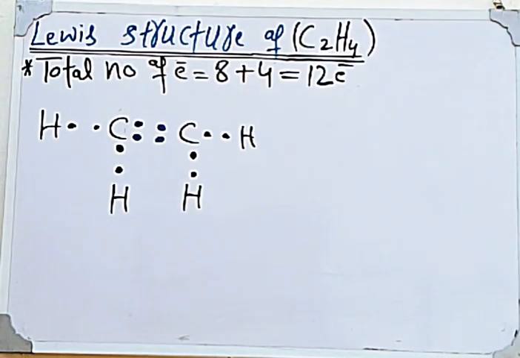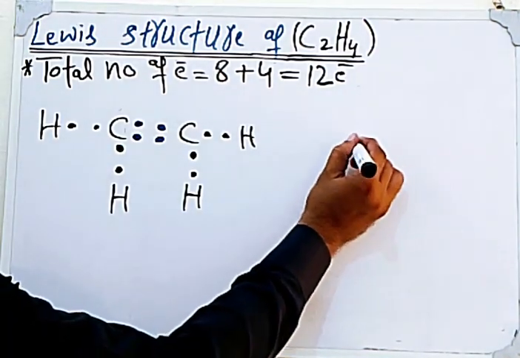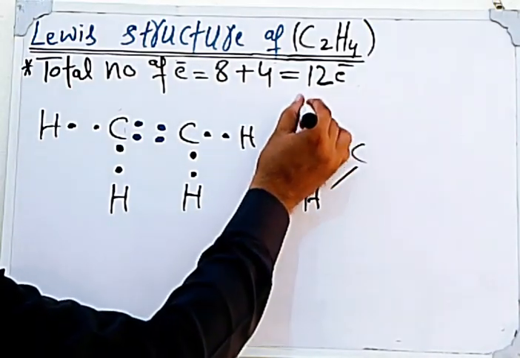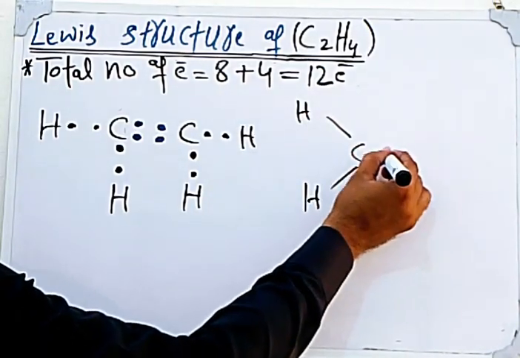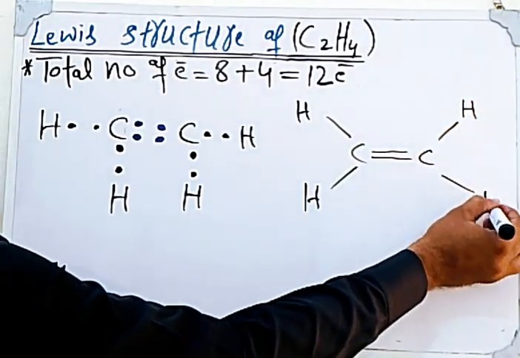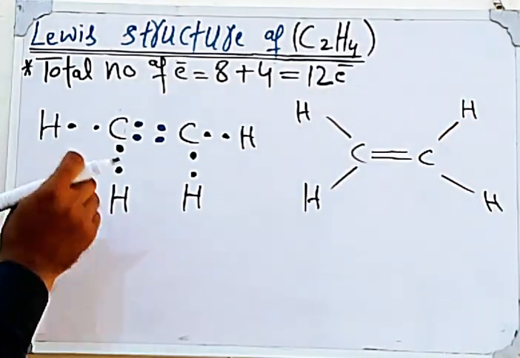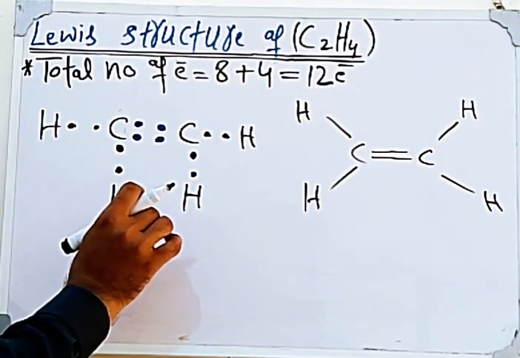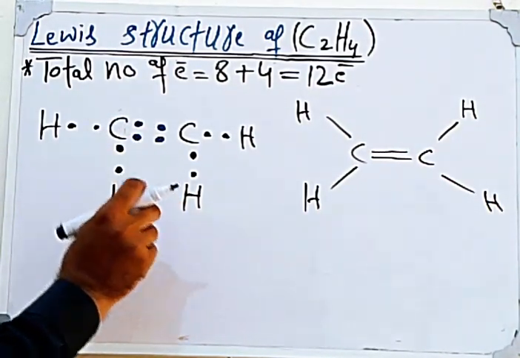So we can write it like this: CH2 double bond CH2. This Lewis structure is the best Lewis structure for C2H4, which is known as ethene.